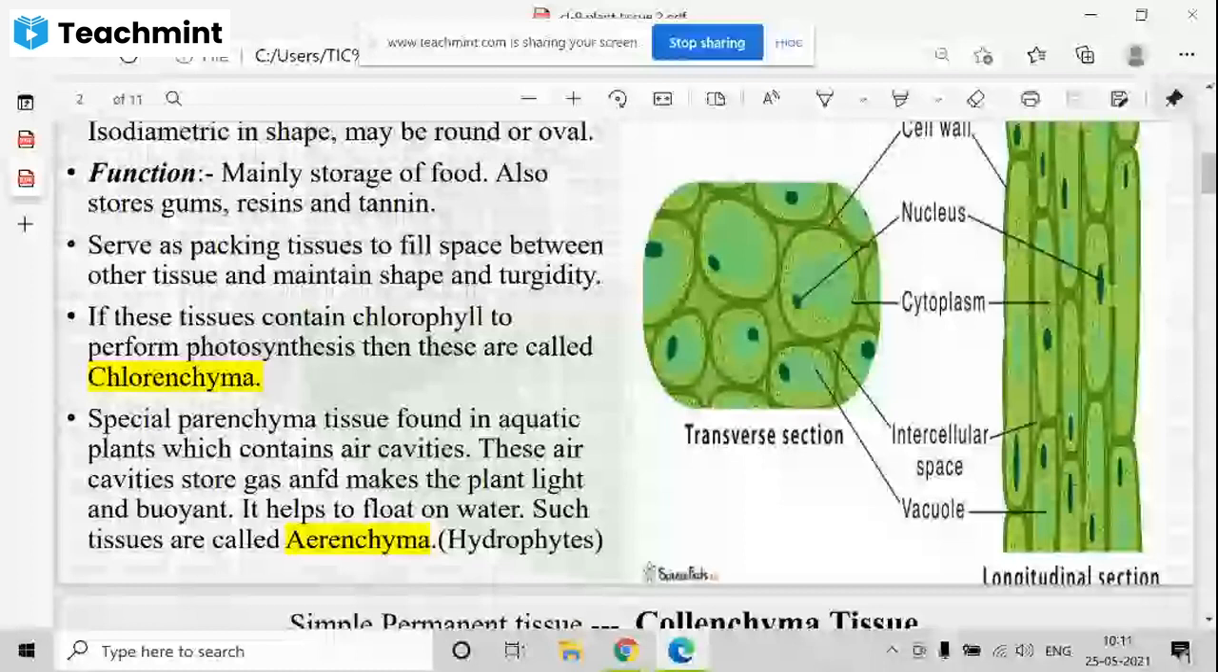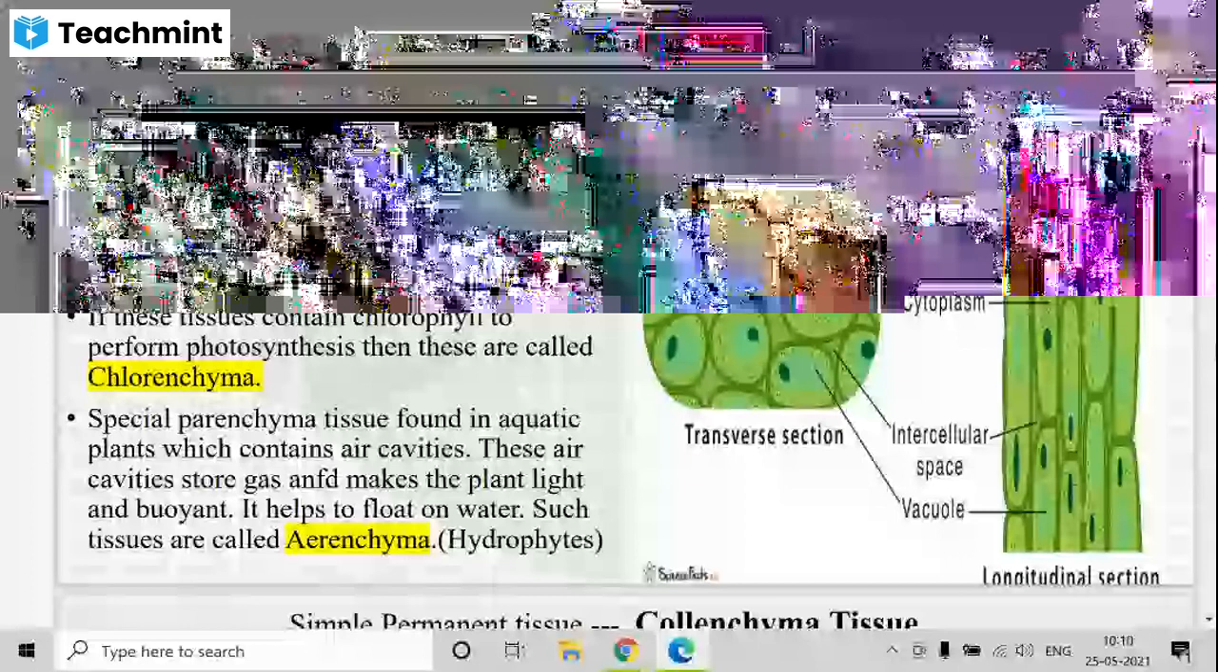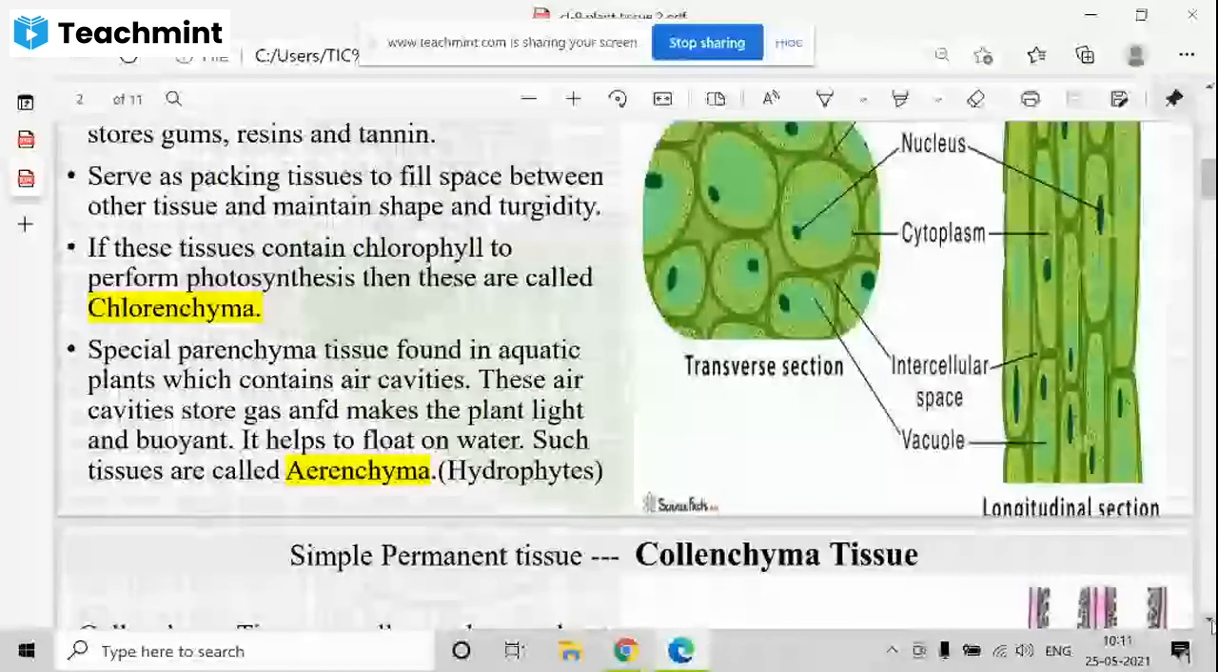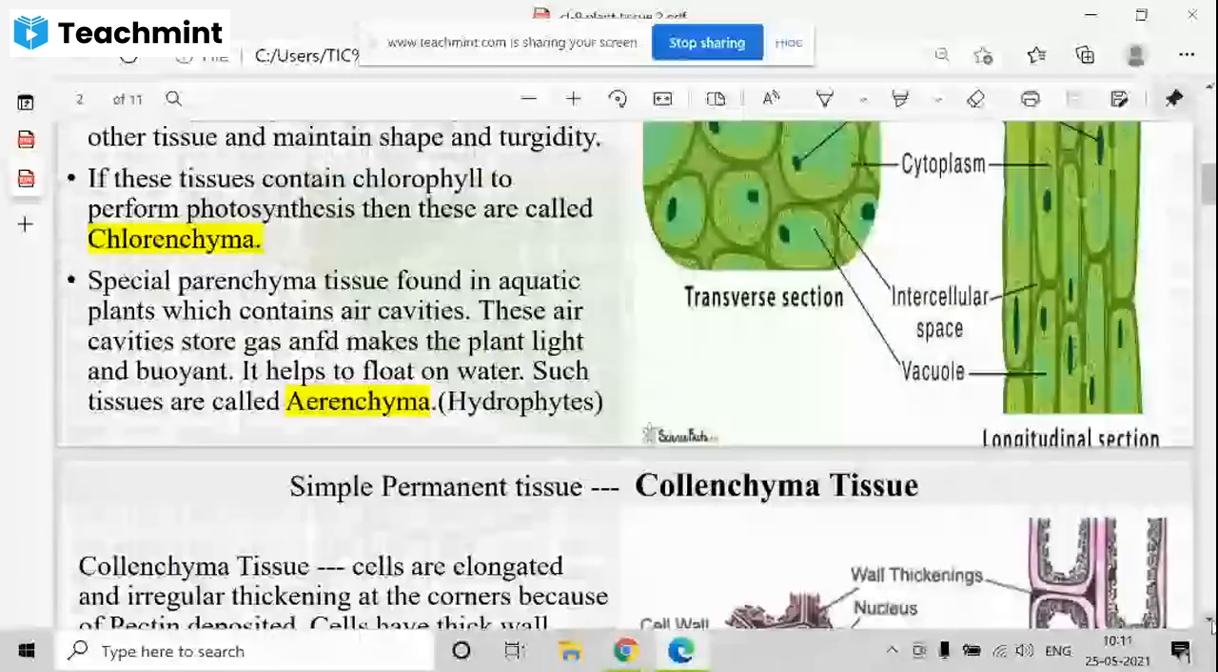They are called hydrophytes. Hydro means water, phytes means plants. Clear? Can we go for the next?